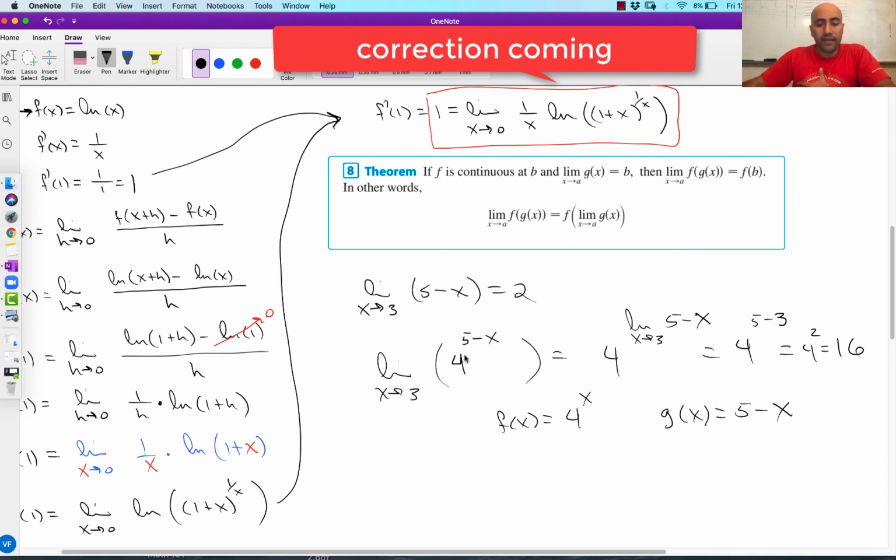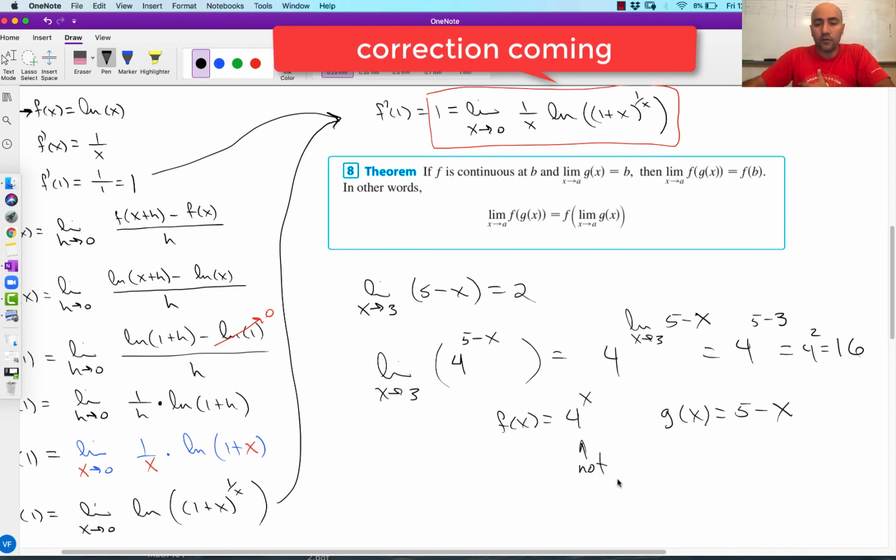Okay, so if we have a composition of functions, there's an outer function, an inner function, then we can evaluate the outer function at the result of the limit of the inner function, as long as f is continuous at that point. So this all worked out because the function 4 to the x is continuous at x equals 2.